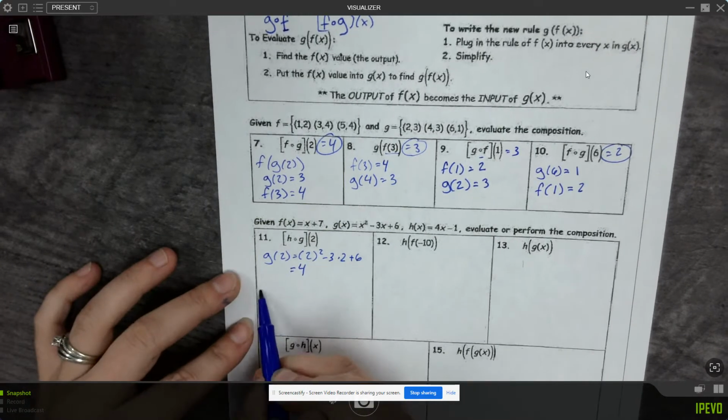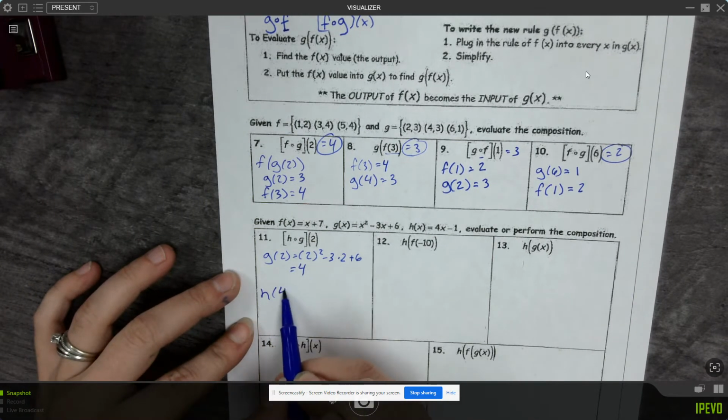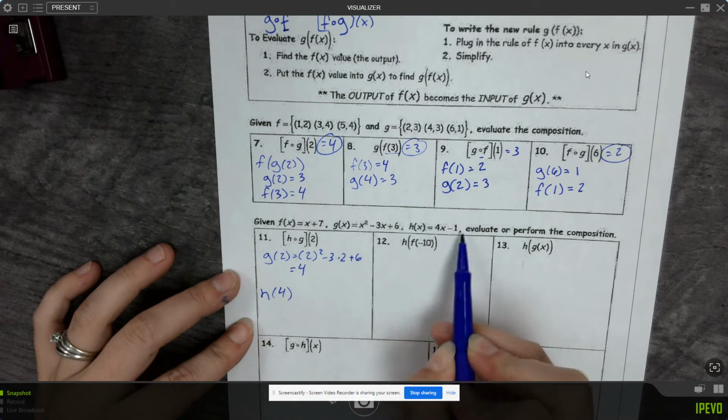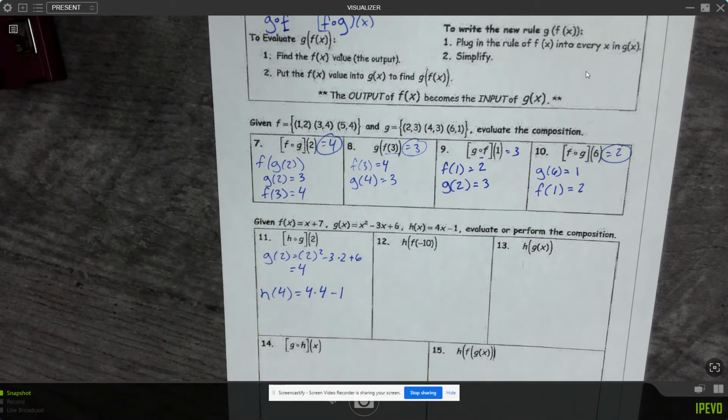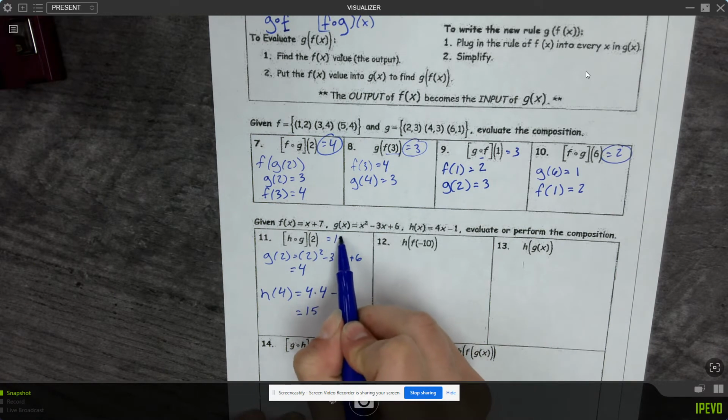So now we're going to take h of 4. The h function is here. So I'm going to do 4 times 4 minus 1. And similarly, I do not need you to actually do that, although this one's relatively simple, but you could just type it in your calculator. 4 times 4 minus 1 would give you 15. The answer is 15.